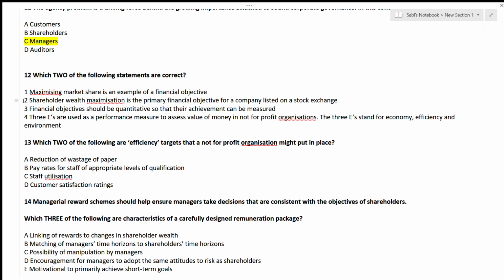Let's read 4. The 3 Es is used in performance measure to assess value for money in not-for-profit organizations. The 3 Es stand for economic efficiency and environment. No, it stands for economy, efficiency and effectiveness. So 2 and 3 are correct. Right?